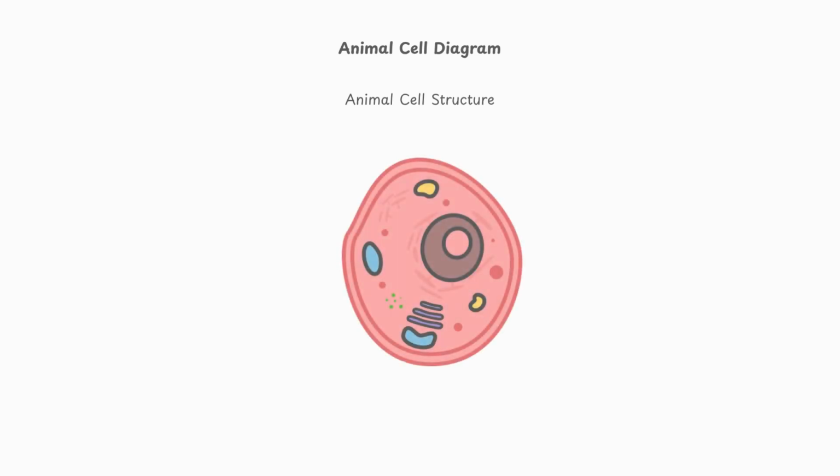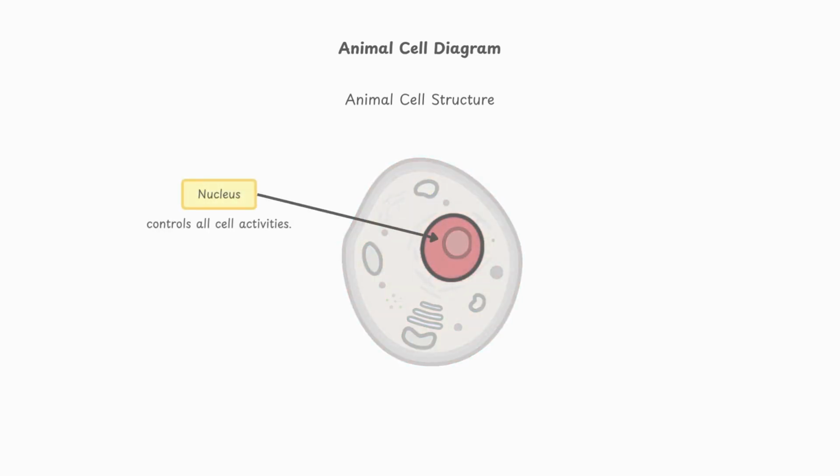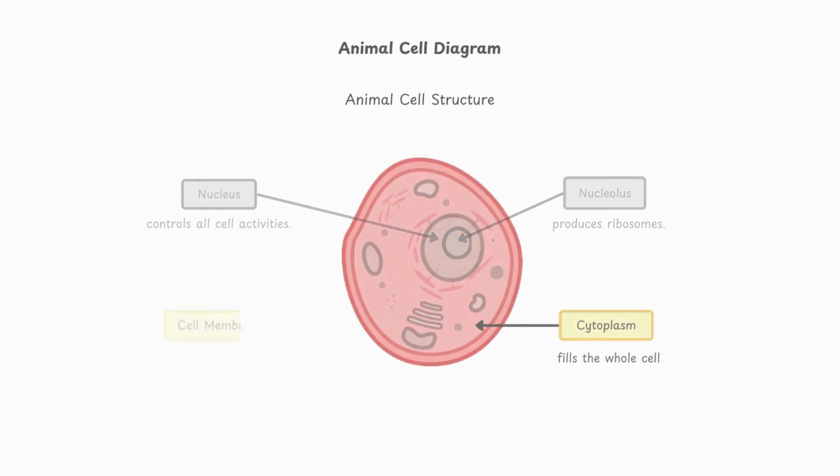Here's the animal cell. You can see the nucleus in the middle, and inside that is the nucleolus. The cytoplasm fills the whole cell, and the cell membrane surrounds it, controlling what enters and leaves the cell.